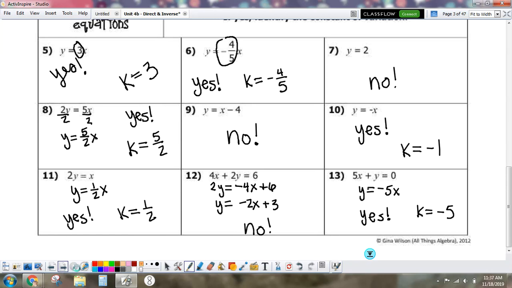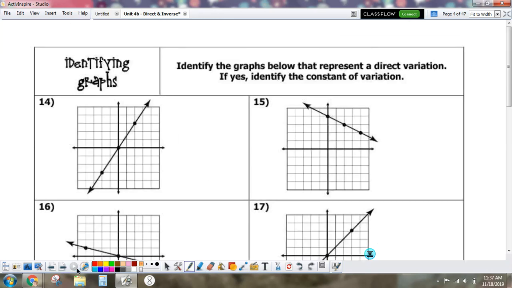So onto the back. I think this is the easiest part. All you're doing is looking at a graph, okay? If it goes through the middle, the origin, 0, 0, and it makes a straight line, it is a direct variation. Okay, so for this first one, it hits the origin, and it is a straight line. So yes, this is.